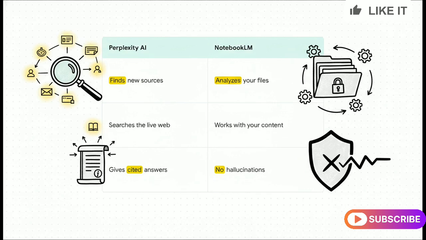First, you use Perplexity AI to go out and explore the live internet. It finds new sources and gives you answers with real citations. Then, you take those trusted sources over to Google's Notebook LM for the deep analysis. Because it only works with the files you give it, it literally can't make things up. This separation is the secret to avoiding those dreaded AI hallucinations.